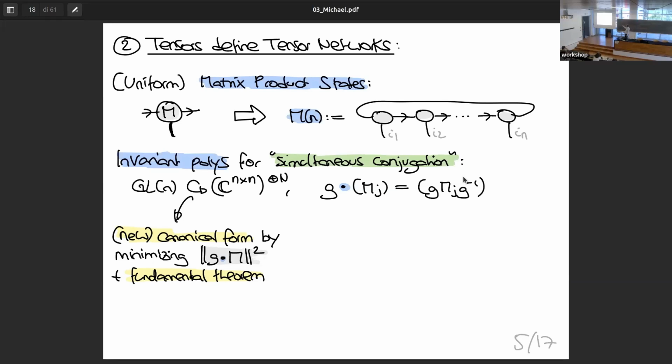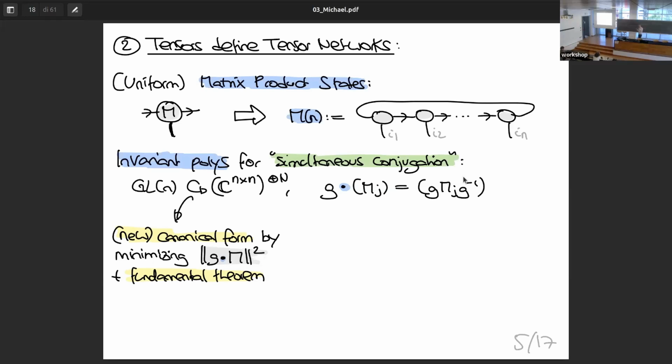So you can think of the quantum states actually as invariant polynomials for this action I wrote down here, for the simultaneous conjugation action. And so in the spirit of Strata and friends, you could now say, let's define a canonical form by minimizing norm, okay? Just over the orbit of this group action.